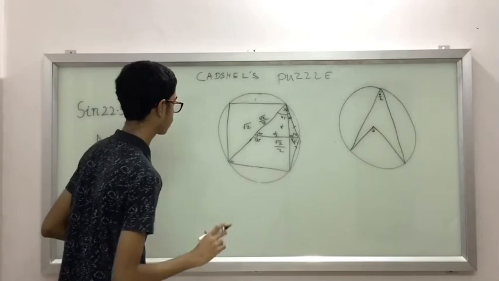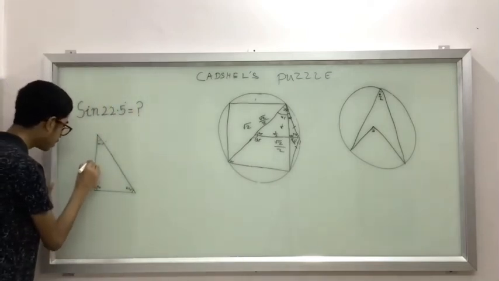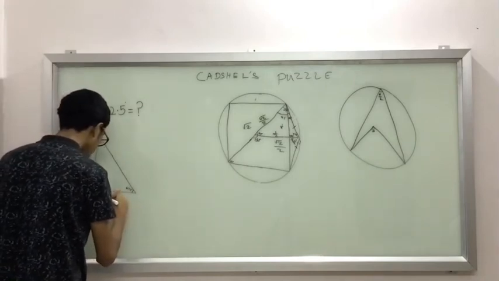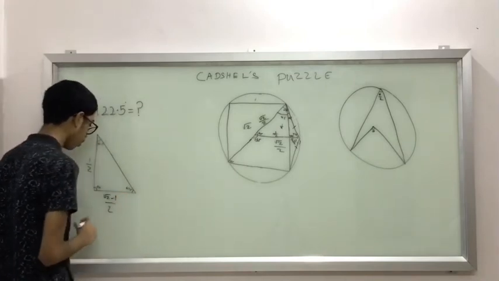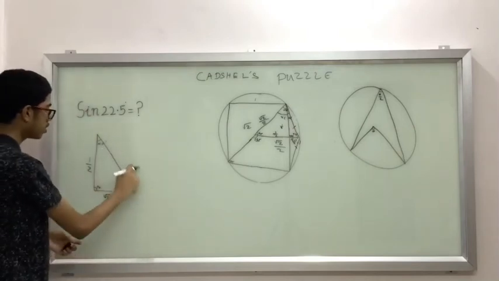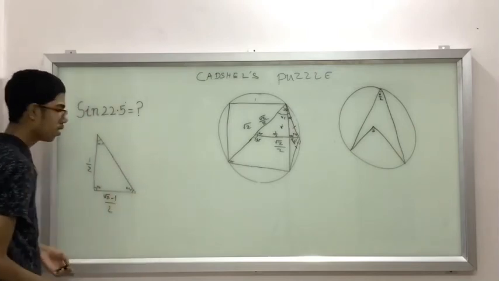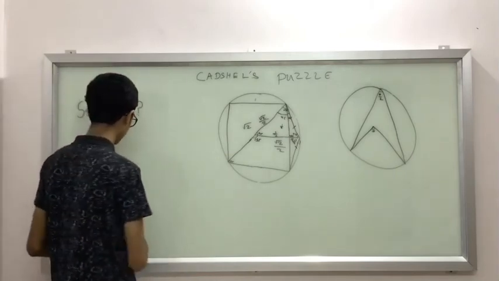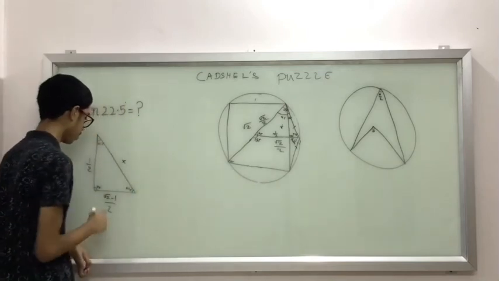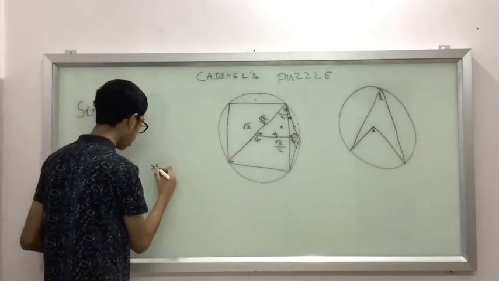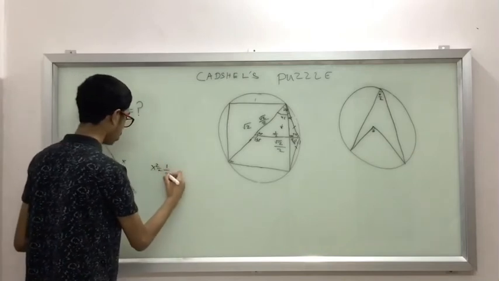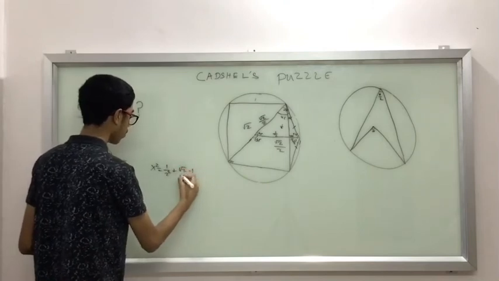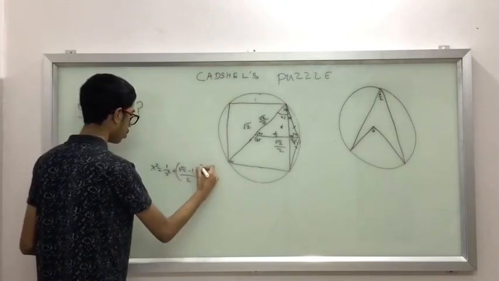So now I got that. I will write it here. This length is 1 by 2. This length is root 2 minus 1 by 2. Now what is this length? To find this length, it's very easy. We can use the Pythagoras theorem. So I'll call this x. So x square is equal to 1 by 2 square plus root 2 minus 1 by 2, the whole square.